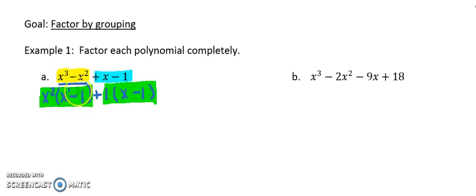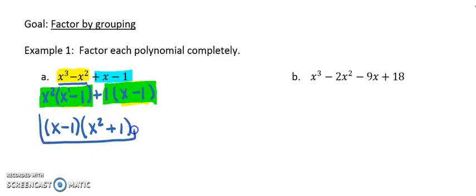And hopefully you can see that the big thing that they both have in common is this x minus 1. This x minus 1. They both have that in common. So you're going to factor that out. It's just an enormous GCF. It's the same kind of deal. So if I have this and I factor the x minus 1 out, what I have left over is an x squared. And if I have this and I factor an x minus 1 out, what I have left over is just that plus 1.